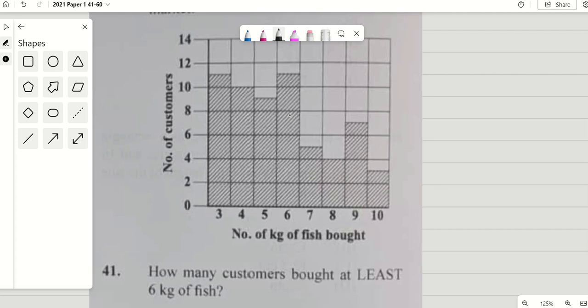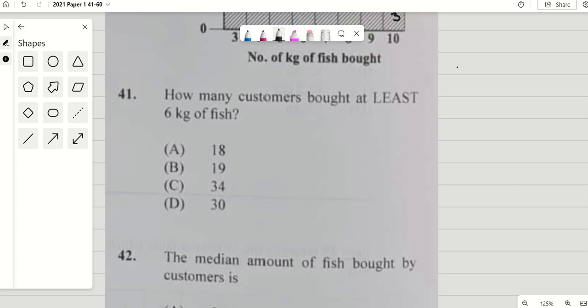So 6 kilograms is 11 here, right? Then 7 would be 4, 5 here. 8 is 4, 9 is 7, and 10 kilograms is 3. So that is 7 plus 3 is 10. 10 plus 11 is 21. 21 plus 9 is 30. So you know your answer is 30, D. Alright, that's how you would do this.